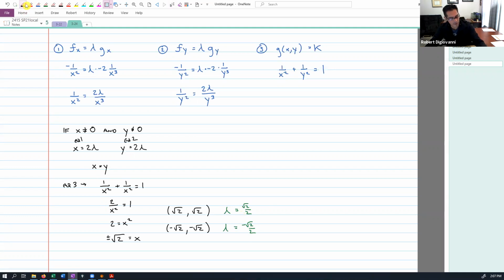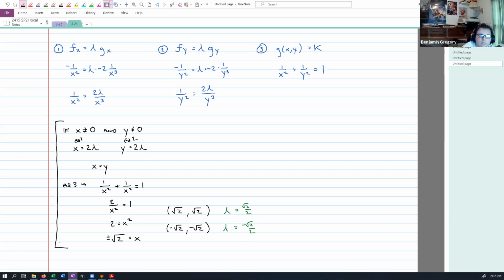I think that covers that entire train of thought, doesn't it? We said if x and y aren't 0, then we got that. Do we need to consider x being 0 or y being 0? Do we need to look at that? No, because we know it's not in the domain, right? So there's that. That's it. I mean, we're done. One of these is a max, one of them's a min.